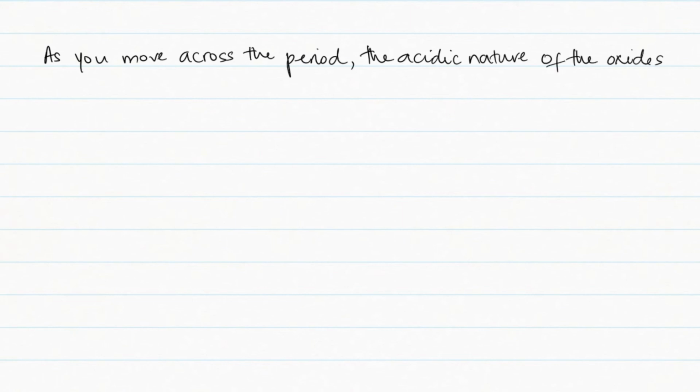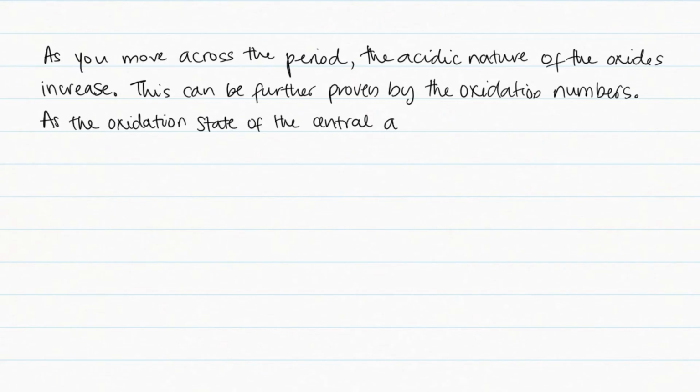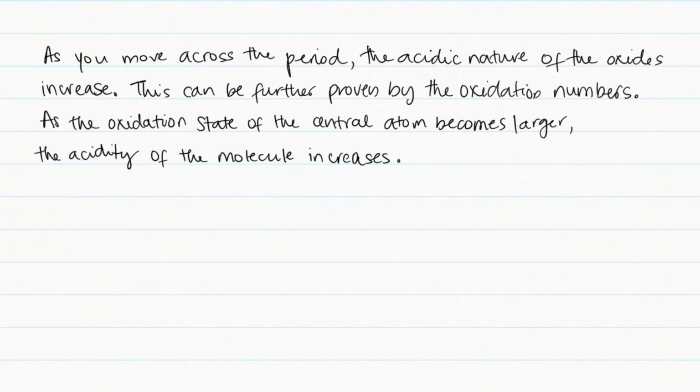So as you notice, these are period 3 elements. As you move across the period, the acidic nature of the oxides will increase. This can be further proven by the oxidation numbers. As the oxidation state of a central atom becomes larger, the acidity of the molecule increases. Just keep that in your head.